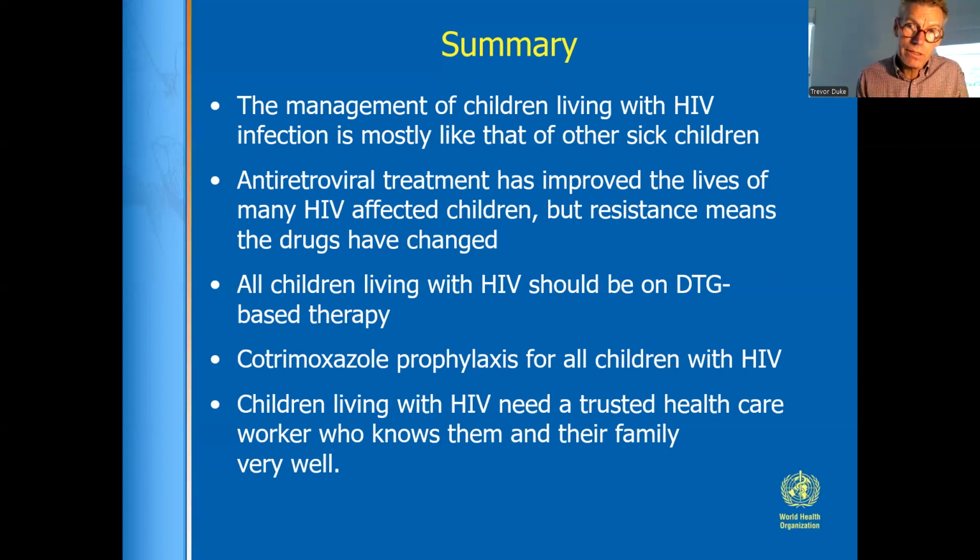And I think then it's clear that all children living with HIV need continuity of care. They need trusted healthcare workers who know them and their family very well, and they have to trust that they'll provide that care so that they maintain adherence with medications and remain well. So that's all I want to say about HIV and the HIV chapter. It's a long chapter in the Pocketbook of Hospital Care for Children, and you can read it.